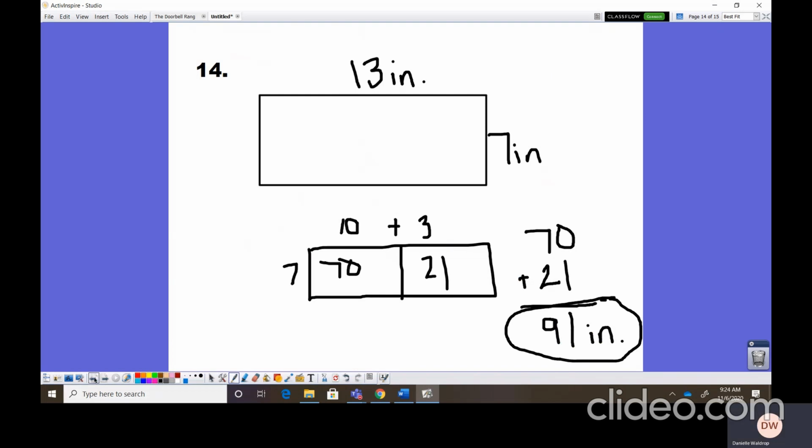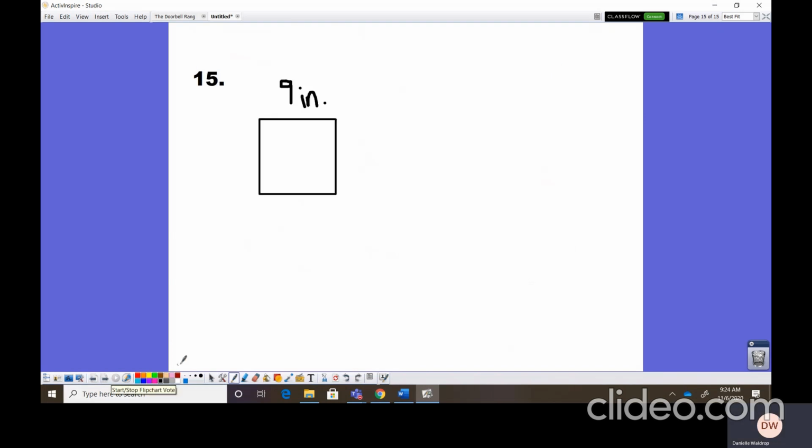And number 15, find the area of the following square. Now, this one only gives you one number, but what do you know about a square? Yeah, they have 4 equal sides. They're all going to be the same length. That's what makes it a square. So if this one's 9, this one's 9, this one's 9, this one's 9. So I know that all the sides are going to be 9 inches. So on this one, I don't really have to set up an area model because it's a 1-digit by 1-digit. This is a basic fact. To find the area, what is 9 times 9? Good. 81 inches.